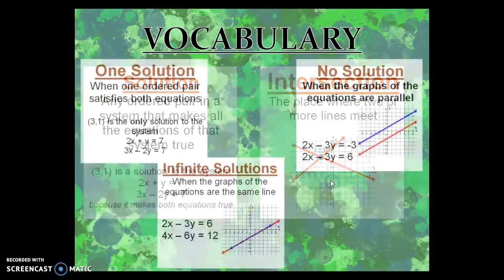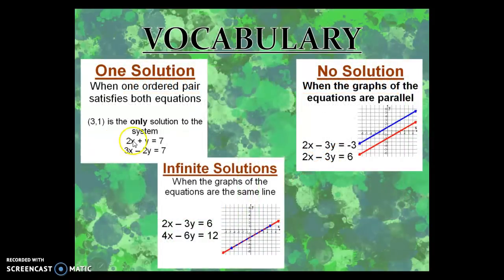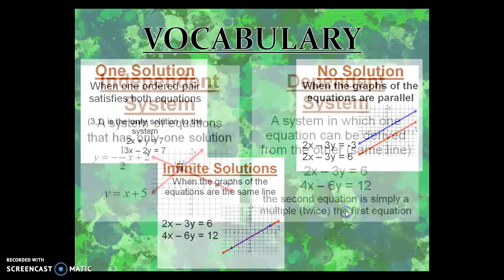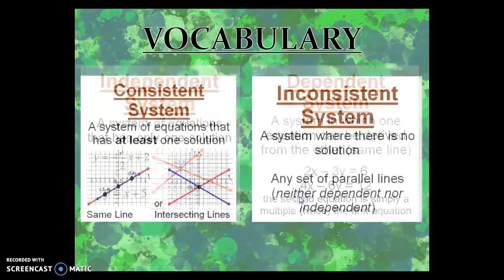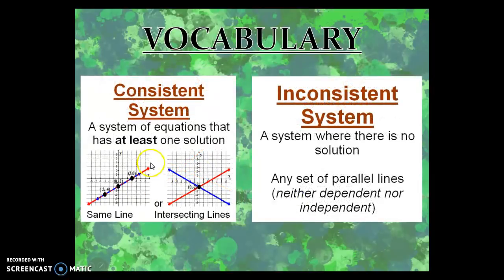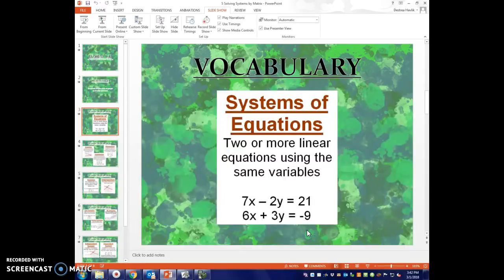Intersection is where the lines cross. One solution is when it only crosses once. Infinite solutions when it crosses an infinite amount of times. No solution is when they never ever cross at all. Independent system is a system with one solution. Dependent has more than one solution. Consistent crosses at least once. Inconsistent never crosses. So here we go.